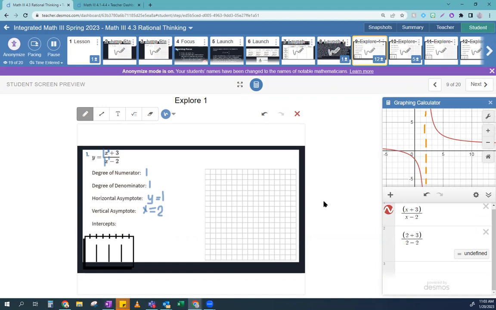Okay, last but not least, I need my intercepts. So I'm just going to plug right here. And it looks like it's -3, 0 and 0, -5. So I'm going to write that down. -3, 0. Why am I writing it like this? It's so funny. And 0, negative 1.5.